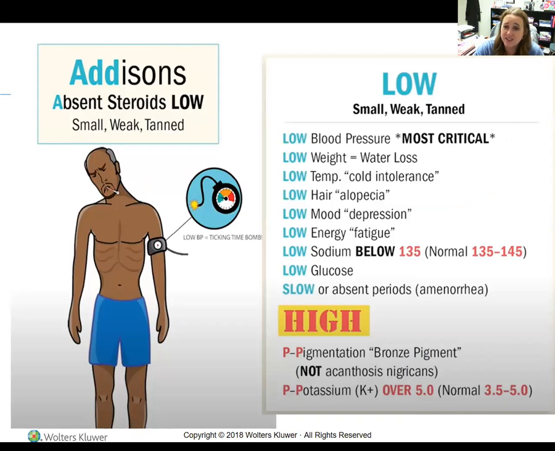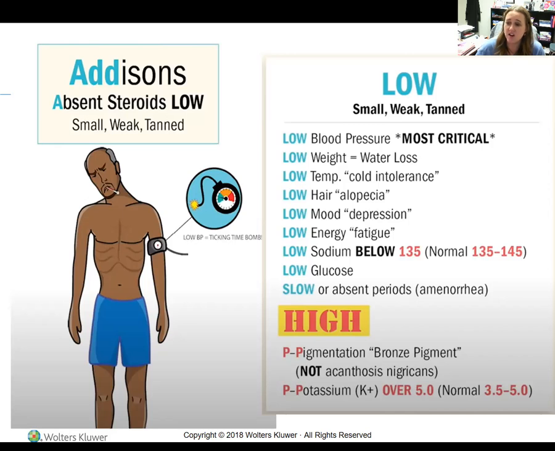With Addison's disease, everything's going to be low. Slow, weak, and tan. We have this little guy over here, he's slow, weak, and tanned. So we have low blood pressure, low weight because we have water loss. We have low temperature, we're going to have cold intolerance. We're going to have low hair, alopecia, low mood, depression, fatigue, low sodium. So they're going to have salt craving, low glucose, and slower, absent periods.